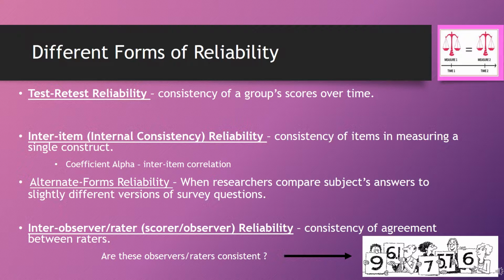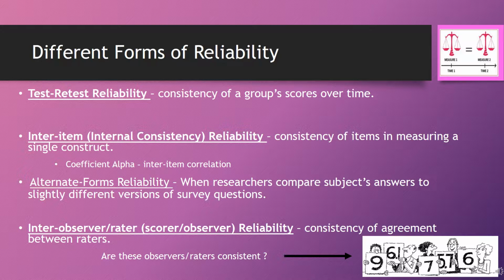Different forms of reliability. Test-retest is when researchers measure an unchanging phenomenon or consistency of a group's scores over time. Inter-item or internal consistency is when researchers use multiple items to measure a single concept. There must be consistency of items and measuring a single construct. Thus, coefficient alpha, an inter-item correlation, is usually calculated to ensure high association or correlation between items and what they are supposed to measure.